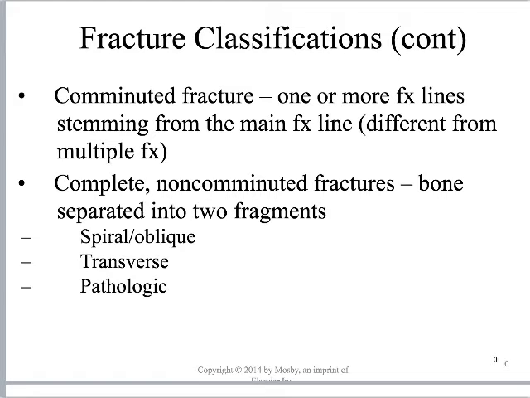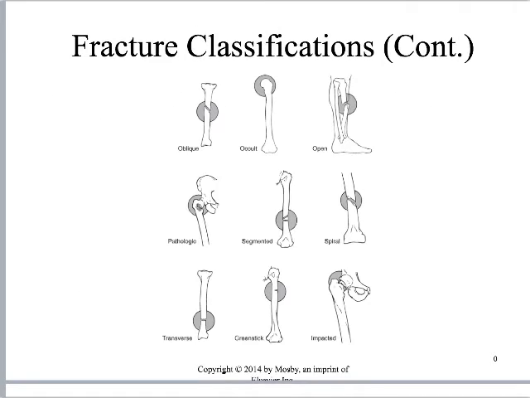There can be spiral, like if it's from a twisting injury, a transverse where it's cut directly across the long axis of the bone, and then pathologic in nature, where due to demineralization or infection or something like that, oftentimes it's almost like the bone's turned into a sponge and has eroded. Here's a graphic displaying that, with oblique and occult fractures. Occult just means it's not detectable on x-ray.